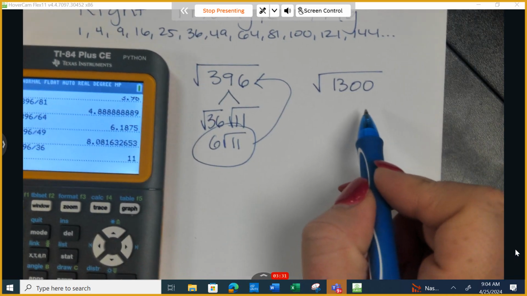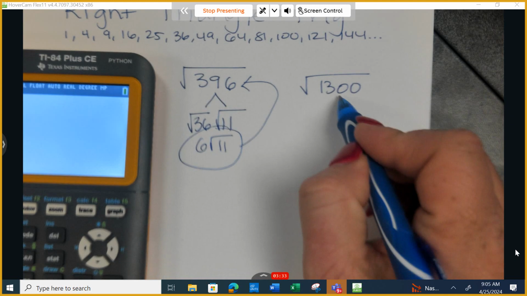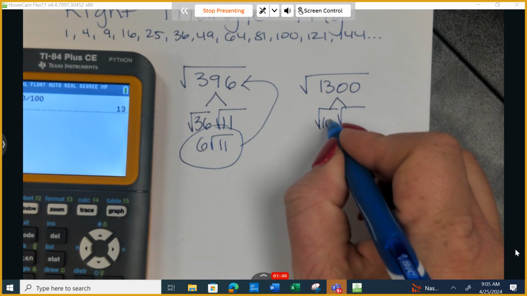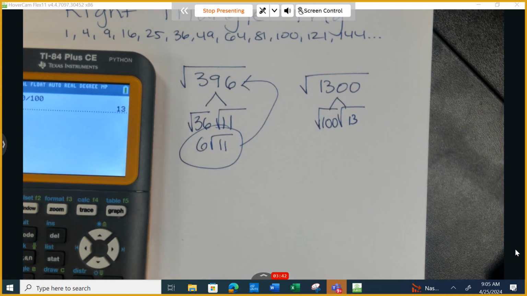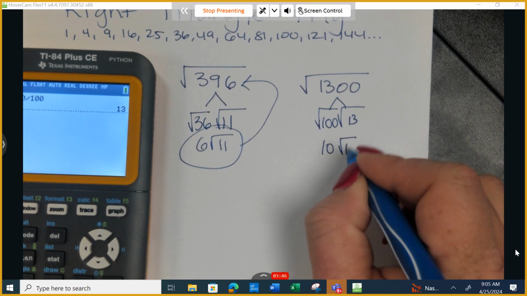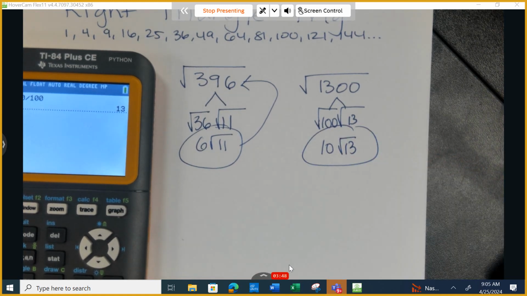Let's go on to our next one. I know right away I have zeros on the back, so if I divide this by 100, I get a nice outcome of 13. The square root of 100 is 10. 10 times 10 is 100.